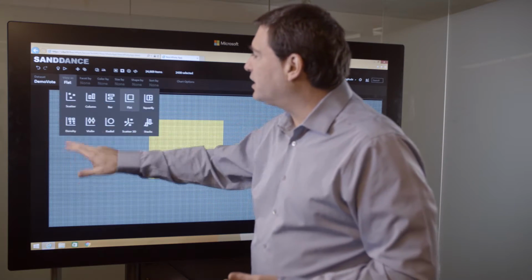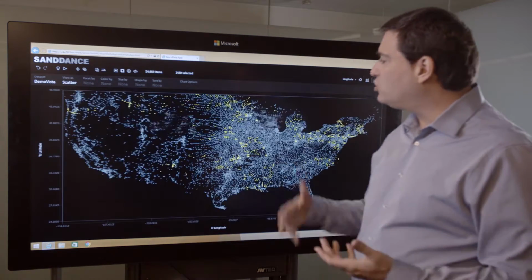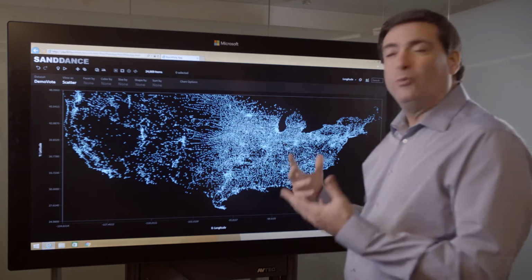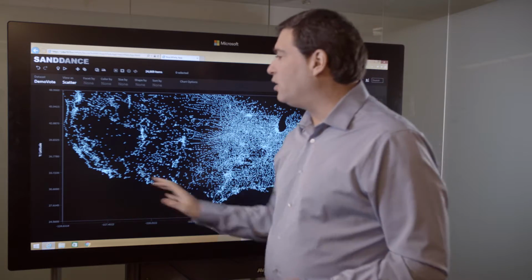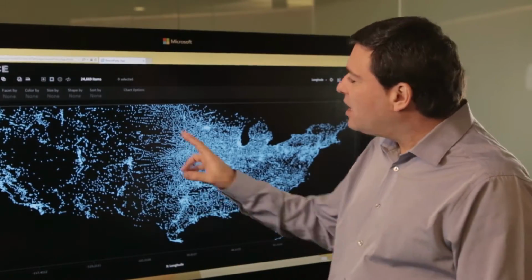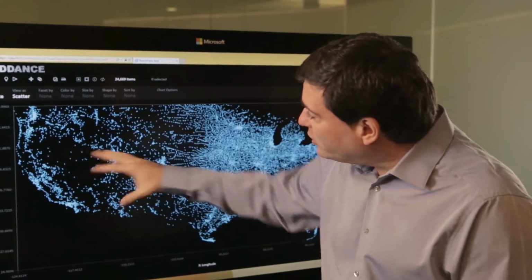One of the things I can do is switch to a scatter plot, and now structure starts to emerge. You see a map of the United States. It's not really a map, it's really just a scatter plot of longitude versus latitude. But we're so familiar with the outlines of the United States that we can actually start to see some structure.